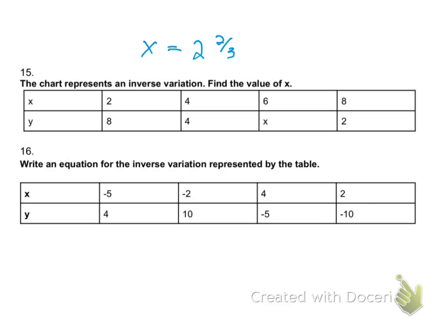If it's inverse, you multiply them, right? So write an equation for here. So what would k be? Negative 20. Good. Y equals negative 20 over x. Good.